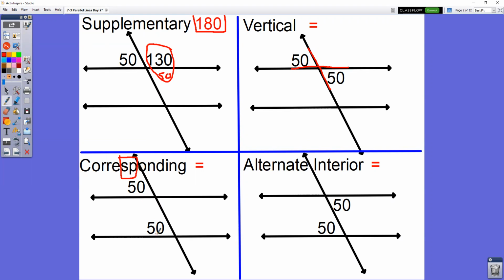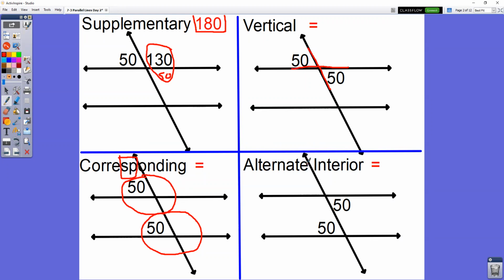For corresponding angles, remember that the S and P in corresponding stands for the same place. So for example, this 50 and this 50, they are in the top left and the top left. Remember what you want to do is separate it into the top half set of angles and the bottom half set of angles. So corresponding means that they're in the same place, like this one is in the top left and the top left. Corresponding angles are always equal to each other. They're either both acute angles or both obtuse angles.